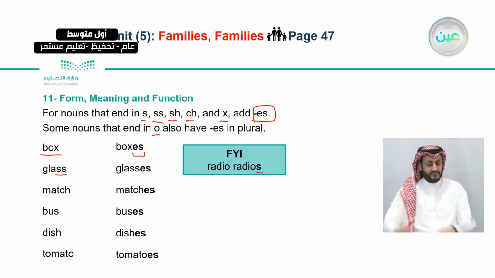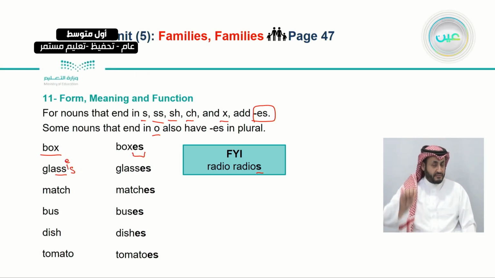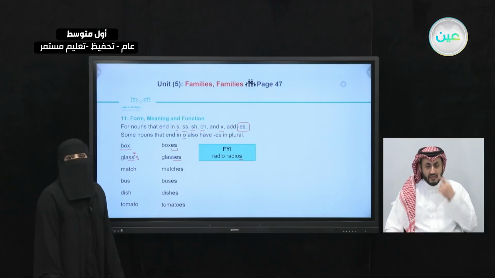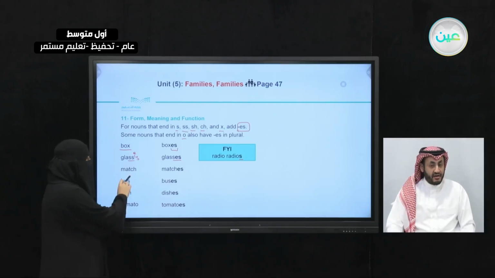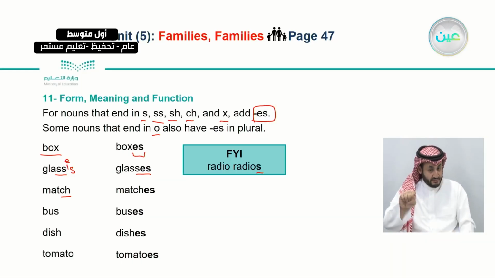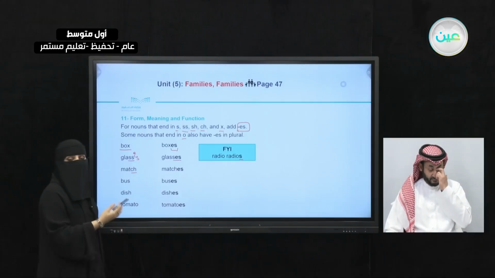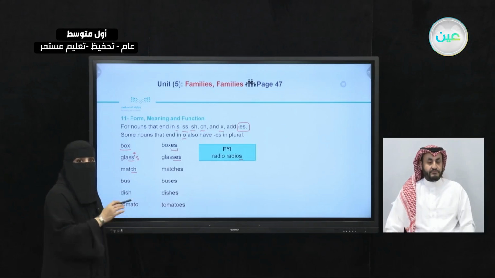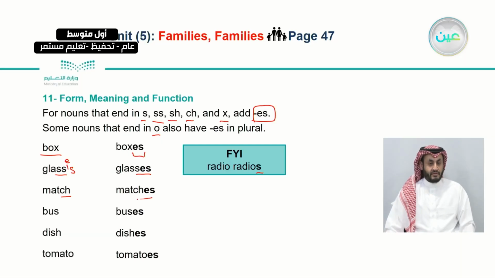Imagine if the word had 3 s right here, it doesn't sound correct. So what should I do? I add right here an e, right? Glasses, as you can see. How about match? Match. Ending with ch right away. Once you see any regular noun ending with ch, what should you do in order to make it plural? We add an es, matches, as you can see.